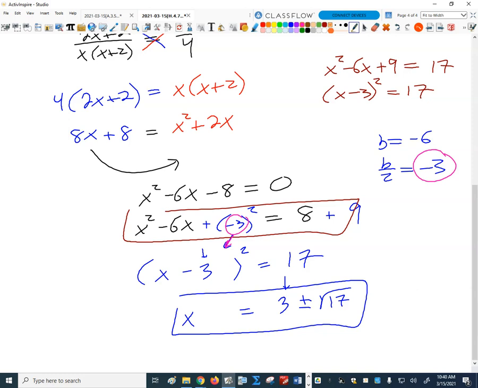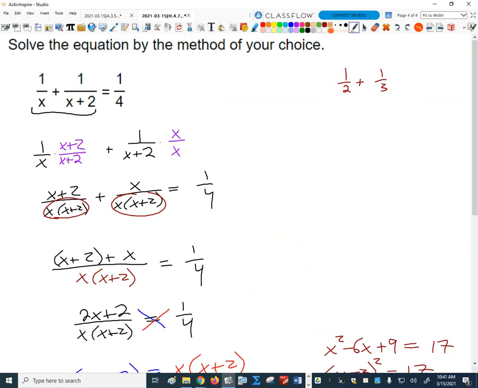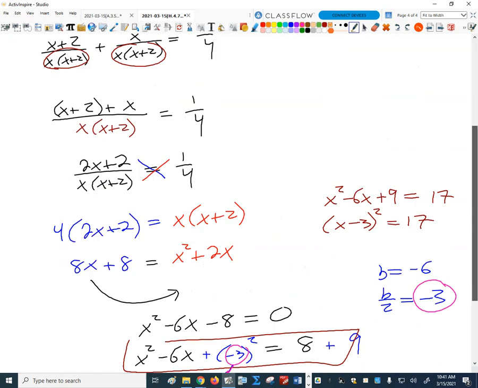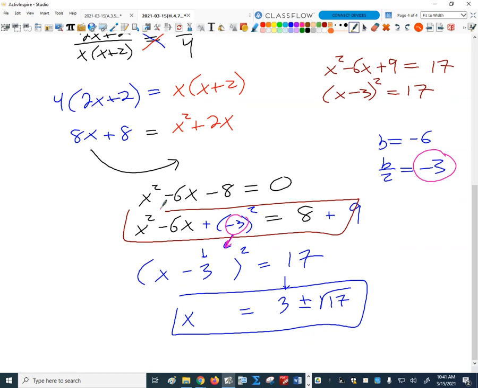All right, and of course we could have used the quadratic formula on that too. It would have been just as easy, if not easier. But completing the square is pretty quick when you have one that's served up to you like that, where a is equal to 1 and b is even. That makes completing the square really simple, doesn't it?